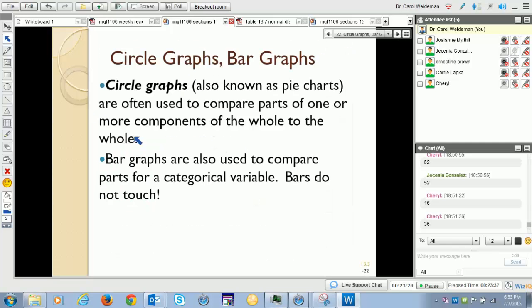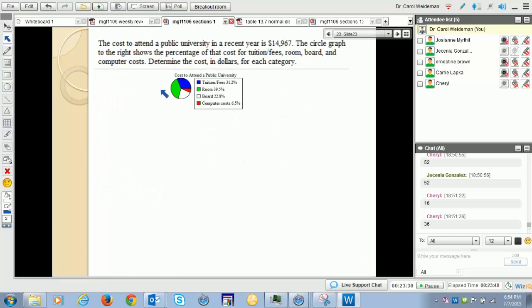Circle graphs are also called pie charts. You've probably already seen those. Bar graphs, bars don't touch here. Pie charts are helpful to compare the parts to the whole. So here's a pie chart. Here they're looking at the cost to attend a public university. Here's the total. And then the circle graph shows us the percent of the cost for the different categories.